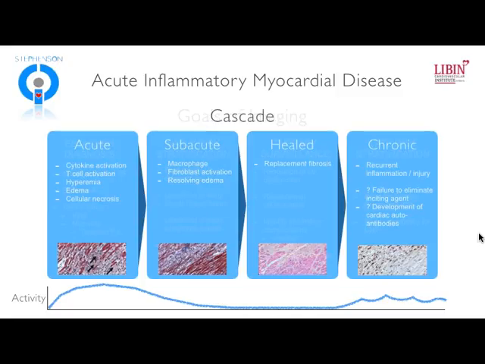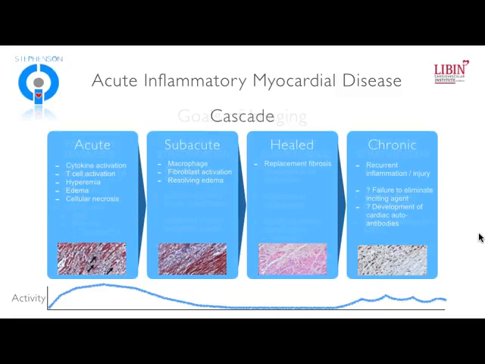Then we transition into a subacute phase, where macrophages start coming in and trying to clean up the cellular debris, and you get fibroblast activation. We start to see resolving edema with more mature layers of collagen laid down, and we move into the healed phase, where we have replacement fibrosis. We believe that the amount of replacement fibrosis is dependent upon the initial amount of necrosis.